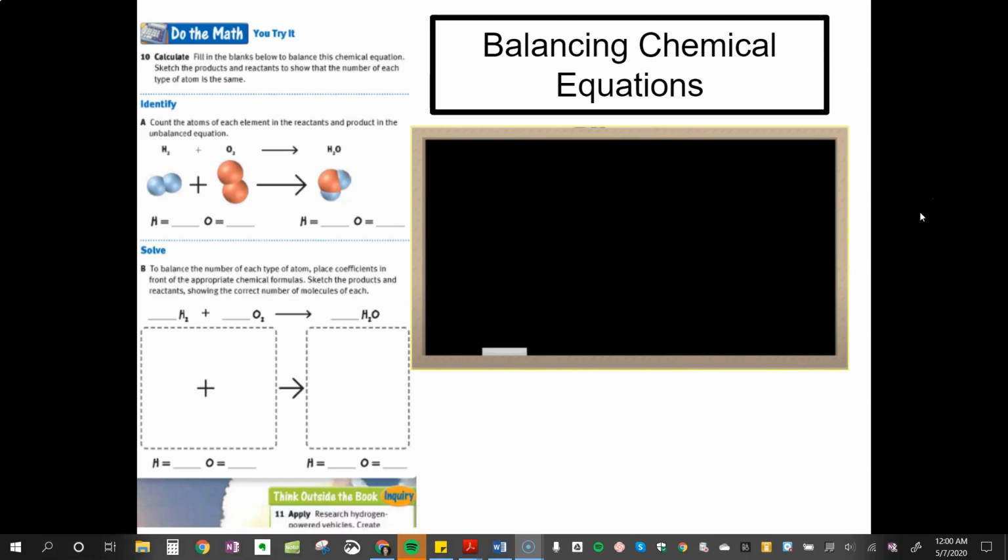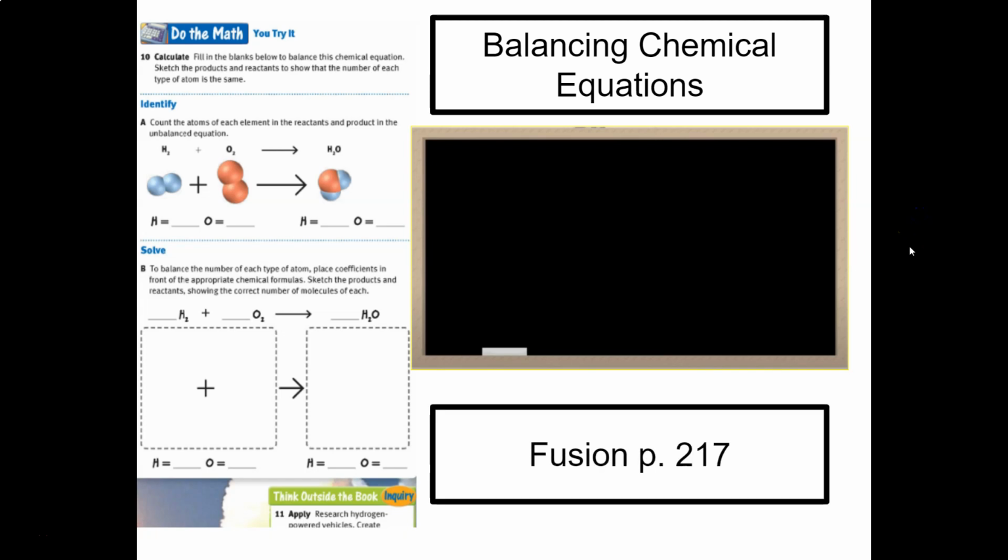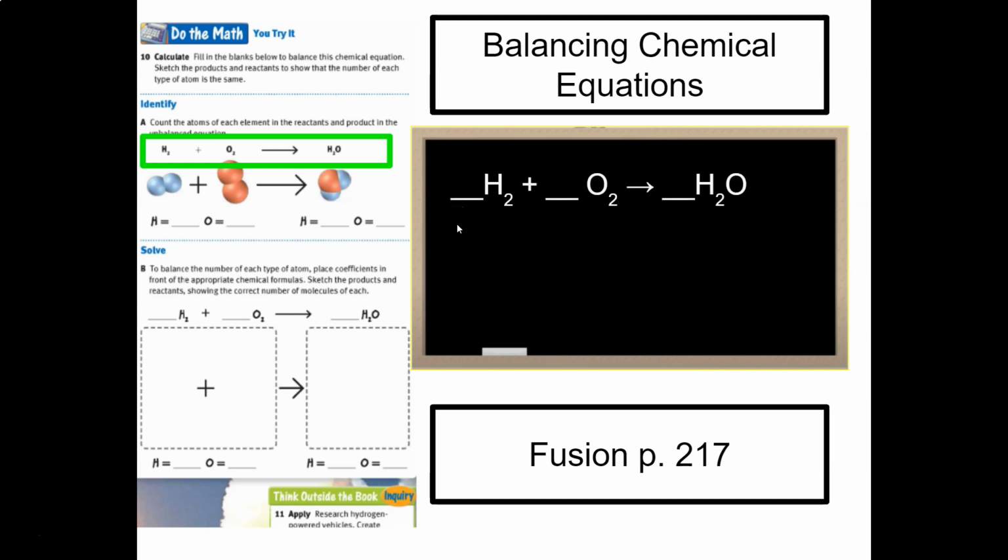We're going to continue balancing chemical equations on Fusion, page 217, problem 10. It asks us to balance this chemical equation using the method that they showed us in the example. So let's start here. On my chalkboard, I'm going to put the unbalanced chemical equation. Can you tell that it's unbalanced by looking at it this way?